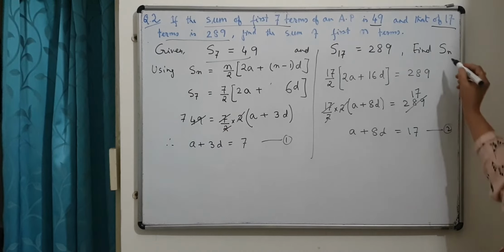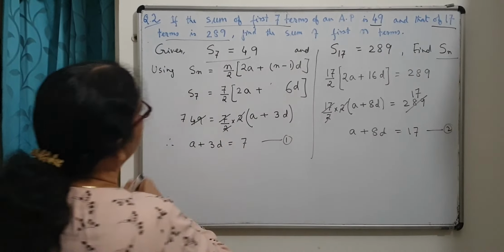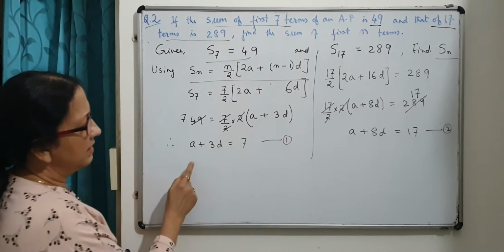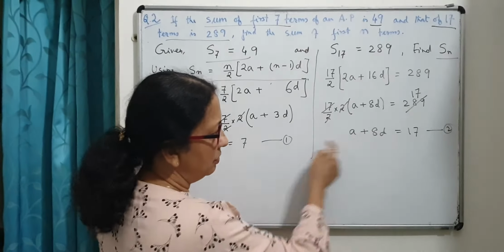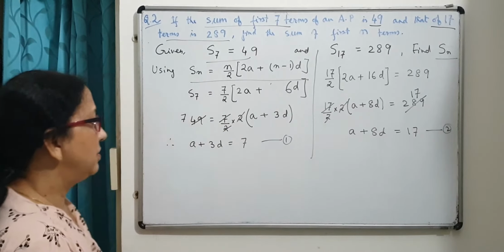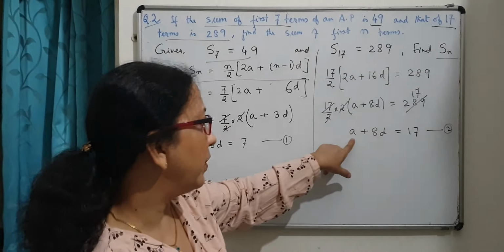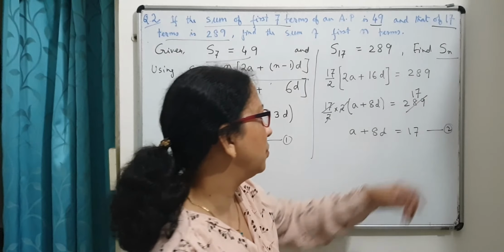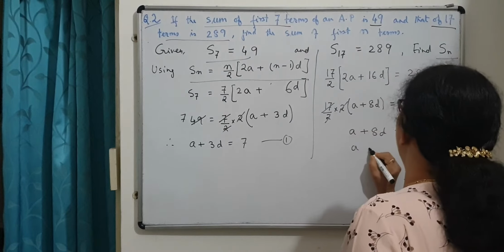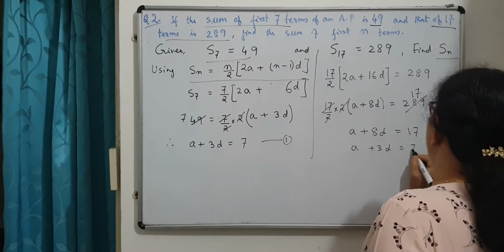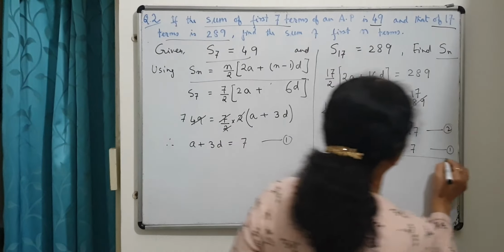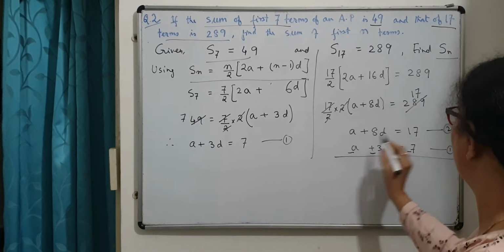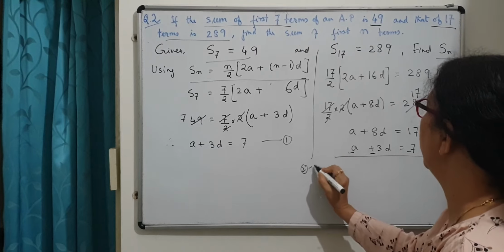Now what do you have to find? You have to find Sn. Sn means this formula. So in this formula I have to know the value of a and d, and a and d can be solved very easily from these two equations, a pair of linear equations in two variables. As you see, there is a, there is also a. So by the method of elimination, we'll subtract equation 1 from equation 2. So I am doing equation 2 minus equation 1.